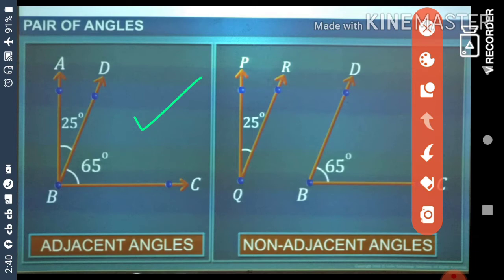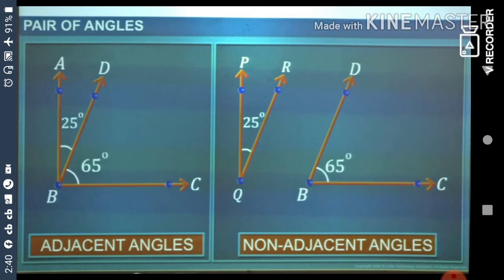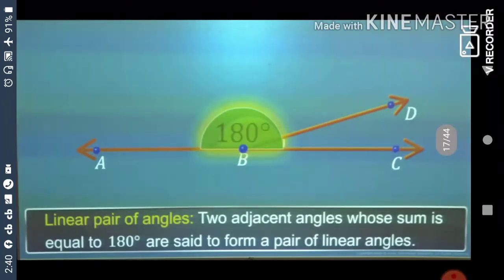It can be 65 plus 45, that can be 110. That is also adjacent angles. Why? Because adjacent angles are those angles which are having a common arm and a common vertex. But what they are saying now? Now they are saying that two adjacent angles whose sum is equal to how much? 180 degree. That pair will be called what? Linear pair of angles.